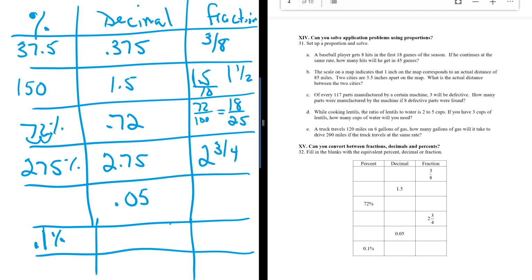All right, moving on to the decimal. 0.05, if I change that to a percent, I move it over 2, and I've got 5%. And then if I write this as a fraction, this is going to be 5 over 100, because that 5 is in the hundredths column. And when I simplify 5 over 100, 5 goes into 5 once, and 5 goes into 100 20 times.